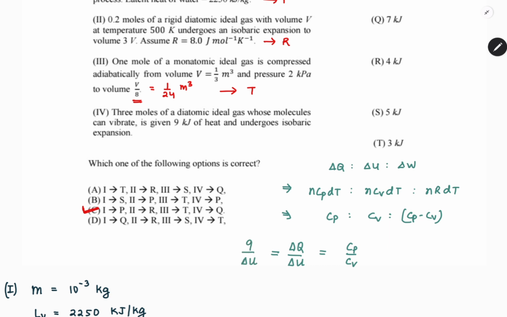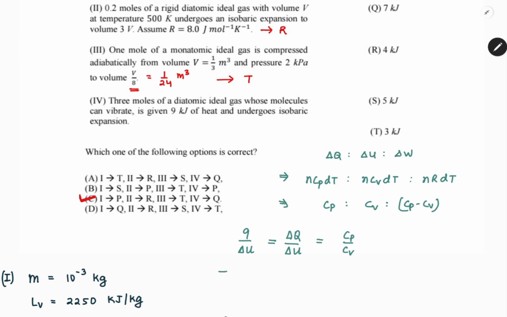We need to calculate delta U, and we have a diatomic gas. So over here if we put this value for a diatomic gas, the degree of freedom is 5. So we can say 5R by 2 and 3R by 2. So 5 by 3 is the value of Cp by Cv we are putting. So delta U is turning out to be 27.